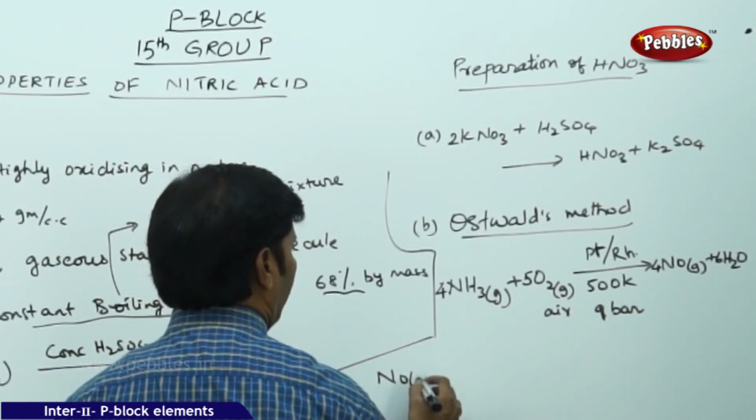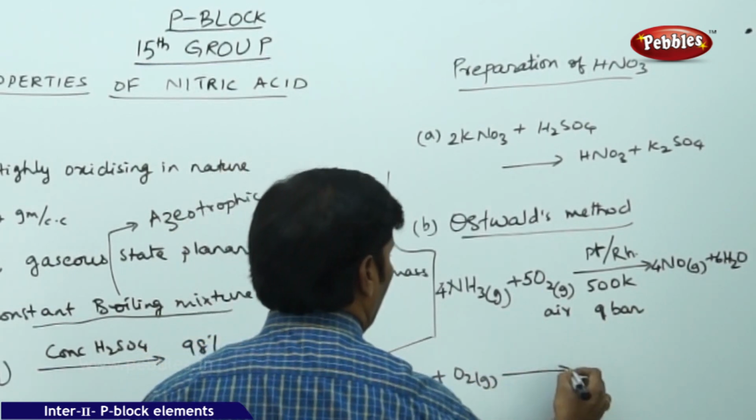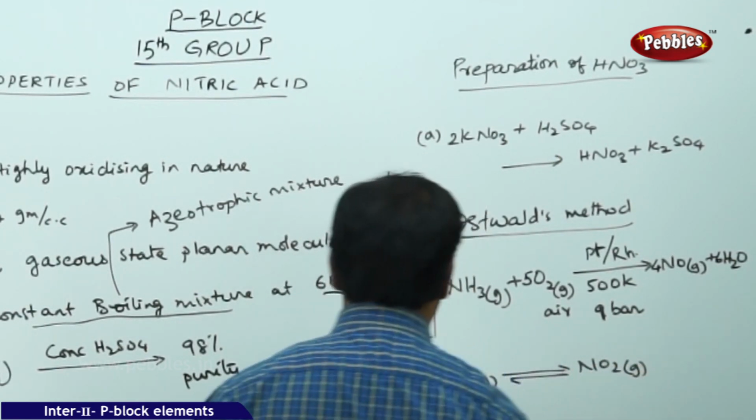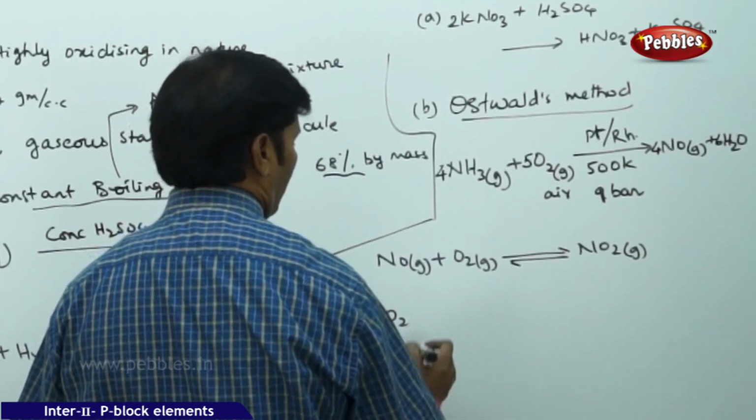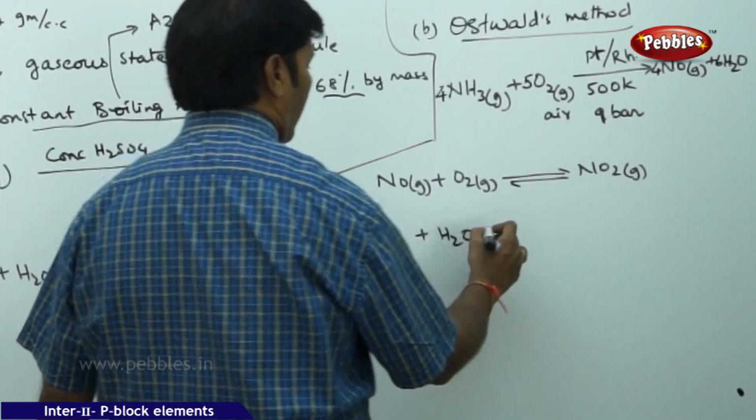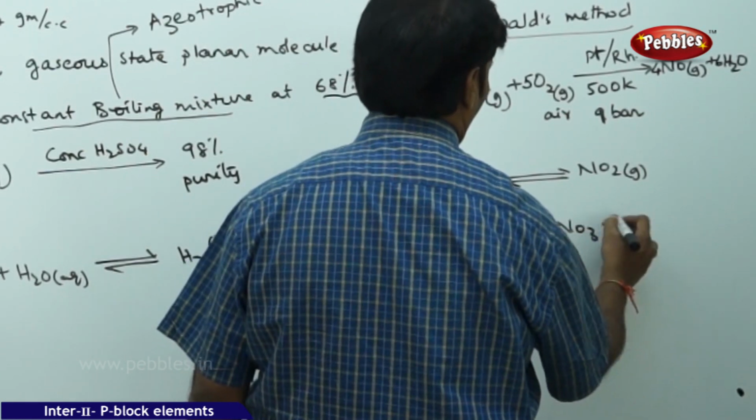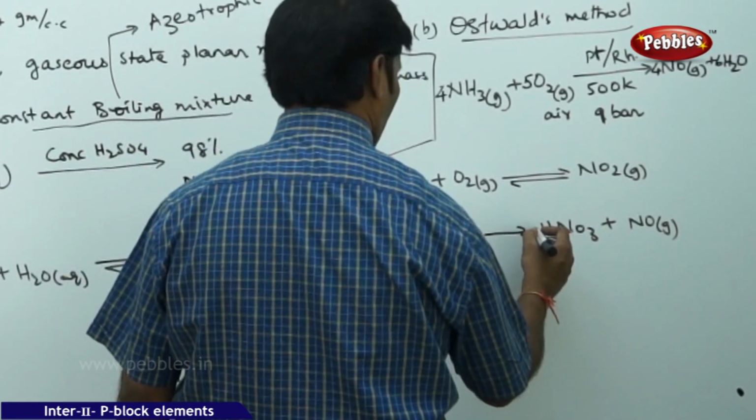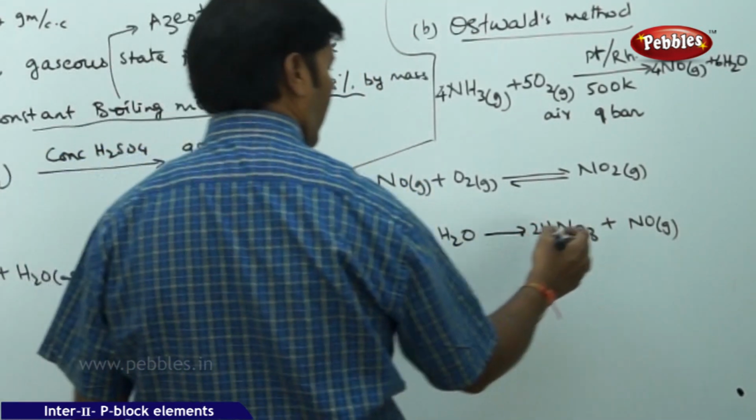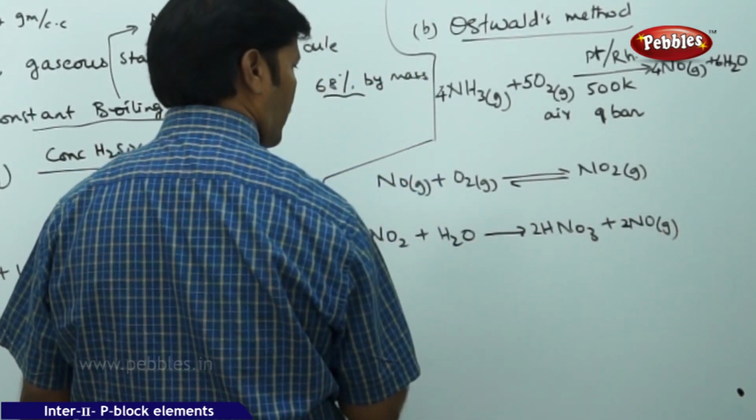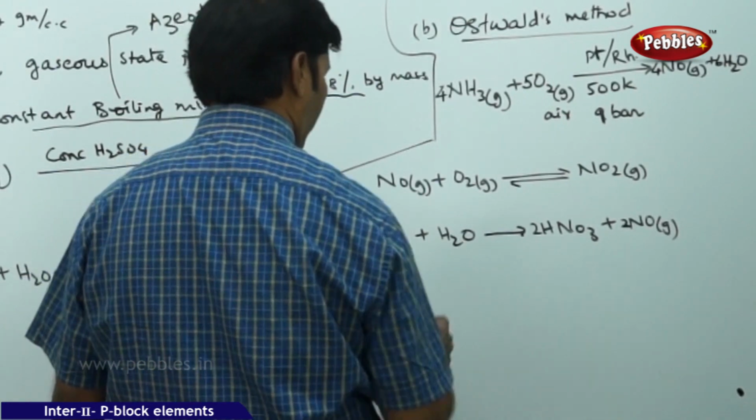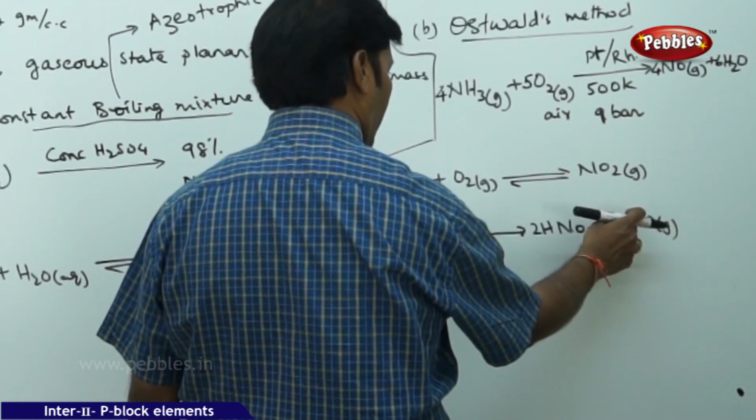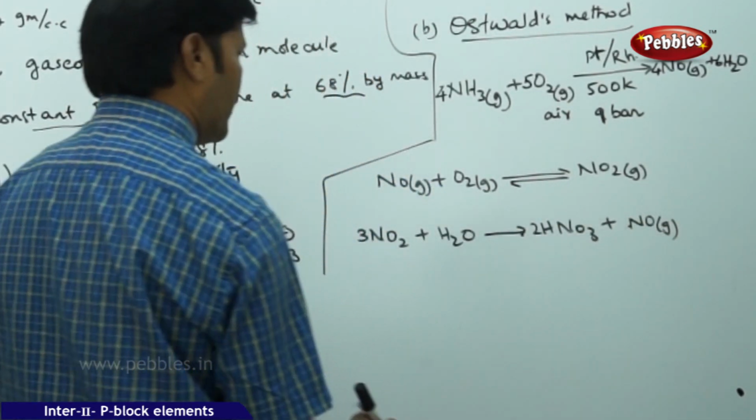This nitric oxide gas is further oxidized in the presence of oxygen, in a reversible reaction, to give nitrogen dioxide gas. Take this nitrogen dioxide gas and add water, and you get HNO3 plus nitric oxide gas. To balance the equation, if I take 3 nitrogens, then 1 nitric oxide, then 6, and there are 2 hydrogens.